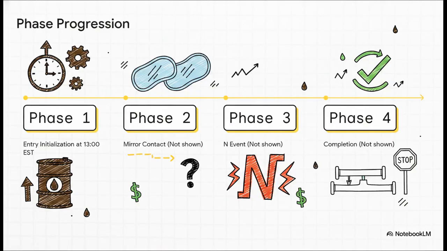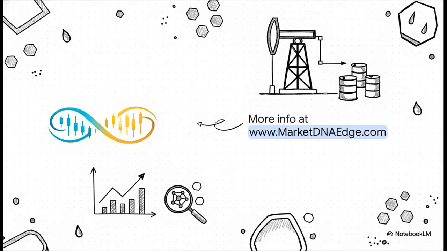Looking at the visual data, it strictly records the Phase 1 entry timestamp at exactly 1300 EST on May 21st, 2026. Now, Phase 2 mirror contact is not shown, Phase 3 end event is not shown, and Phase 4 completion is not shown. We are solely documenting what is currently visible. Just for a bit of context, all of this data constitutes the public model documentation. It's officially provided by Market DNA, and you can find further specifications directly at marketdnaedge.com if you want to verify the record.